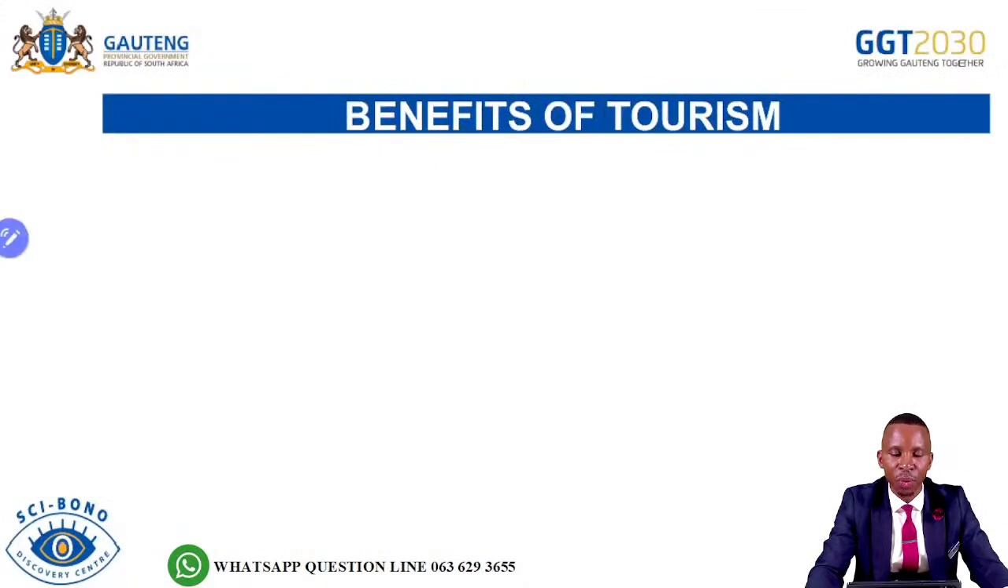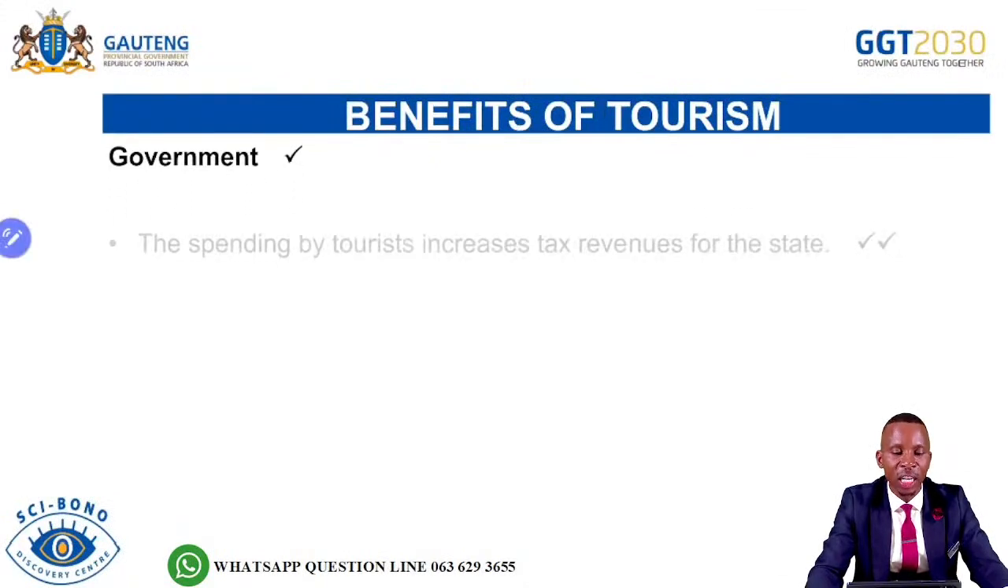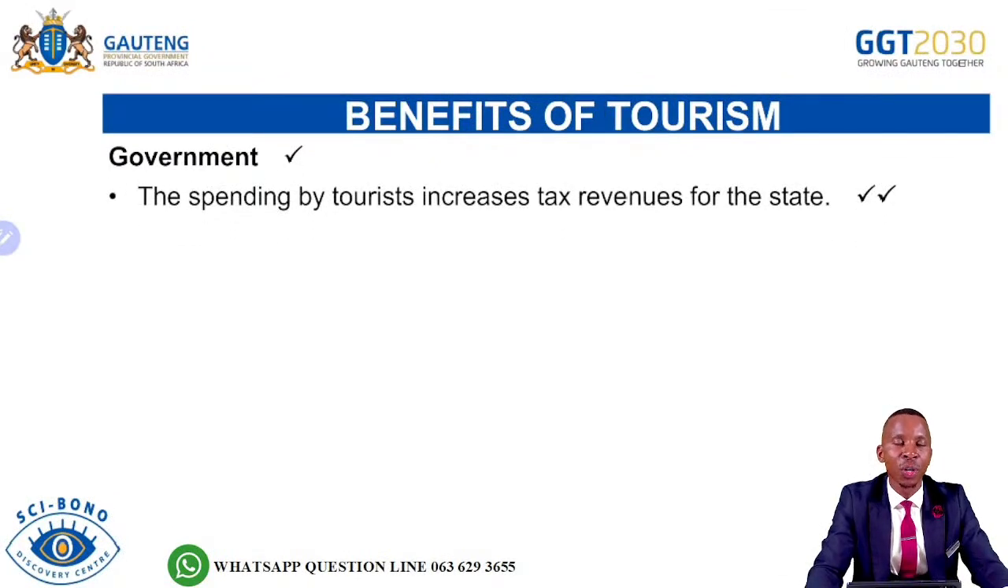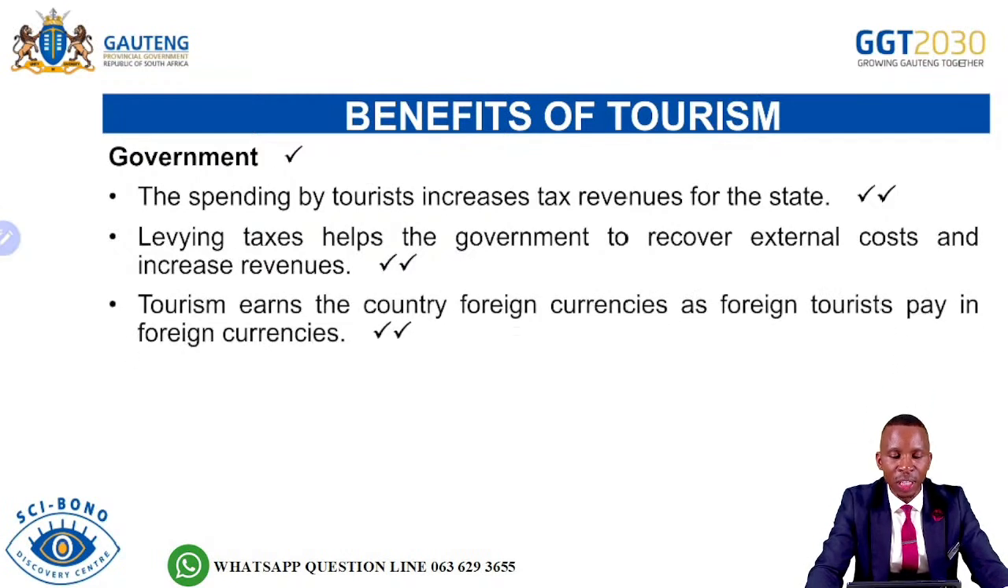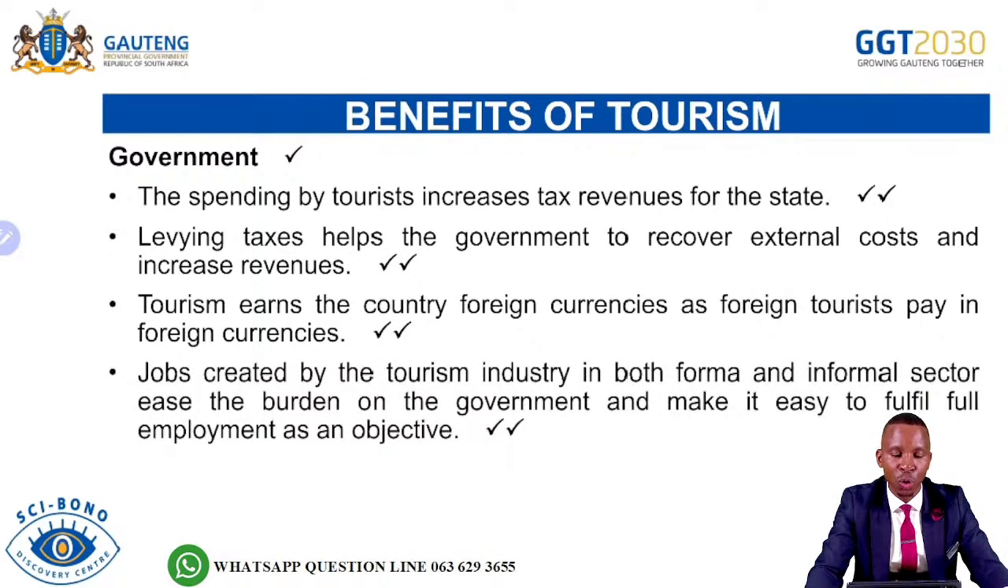And then we continue with the benefits of tourism. How does the government benefit? We know that if there is more tourism, the government will always benefit through higher tax revenues. So the spending by tourists increases tax revenues for the state. For the state, levying taxes helps the government to recover external costs and increase its revenues. Tourism earns the country foreign currency as foreign tourists pay in their foreign currency. They buy our currency in order to tour the country.